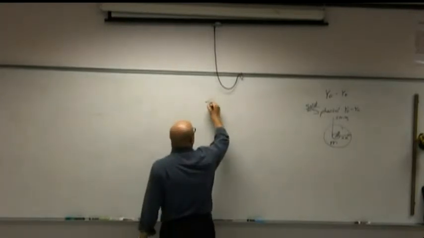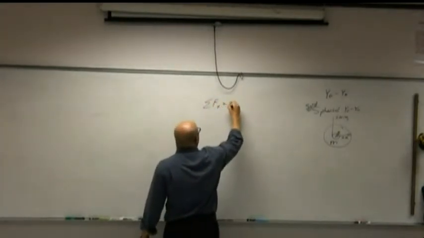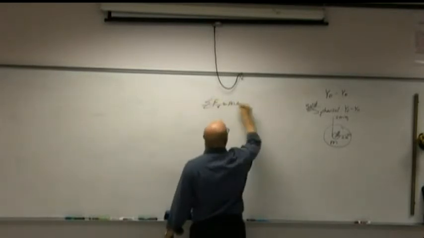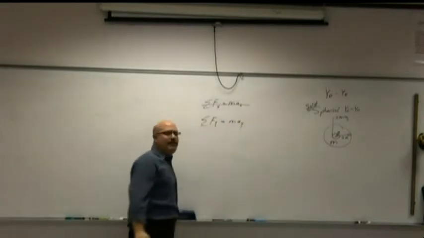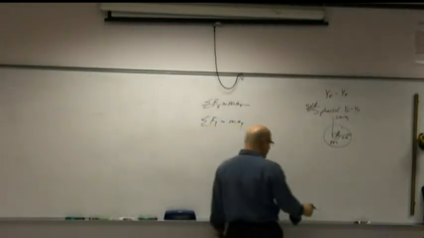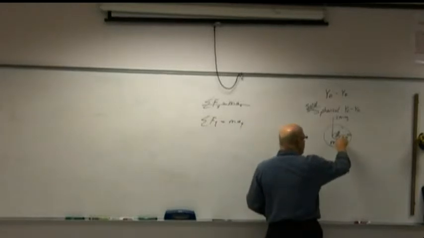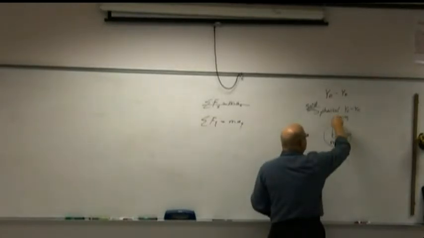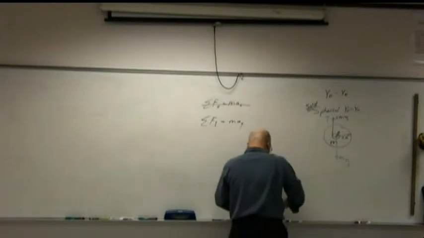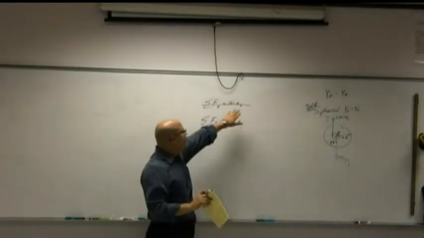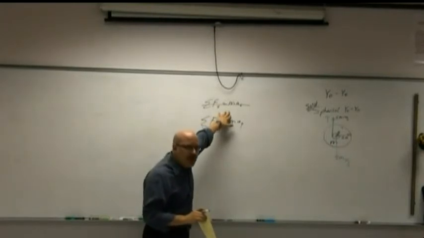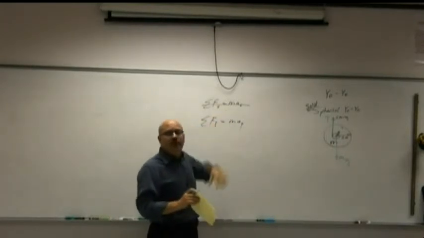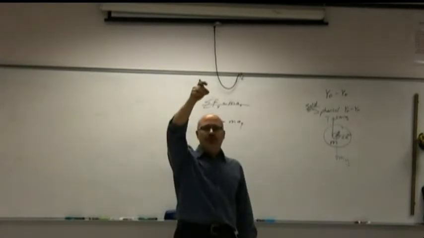Sum of the forces in the x equals ma gives us nothing. Sum of the forces in the y equals ma in the y direction. Let's write that. How many forces do we have? Three. I've got an mg and I've got a tension. Are there any forces in the x direction? No. So when you unwrap a yo-yo, which way does it go?